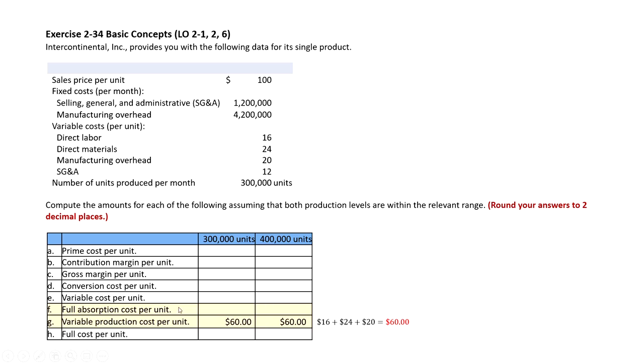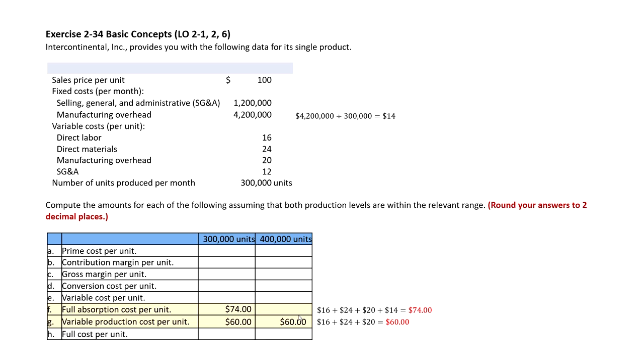Now I'm going to shift to full absorption cost per unit. We already have a good starting point, that we identified the variable related production costs. The only additional thing we need to add on here is fixed manufacturing overhead. But we do need to state it on a per unit basis because here they give it to us in total, $4.2 million. So again, starting point of 300,000 units, $4.2 million divided by 300,000 is $14 per unit. All I have to do is add that $14 per unit to the variable production cost of direct labor of 16, direct material of 24, manufacturing overhead of 20, and again, add that $14 per unit for fixed manufacturing overhead is $74.